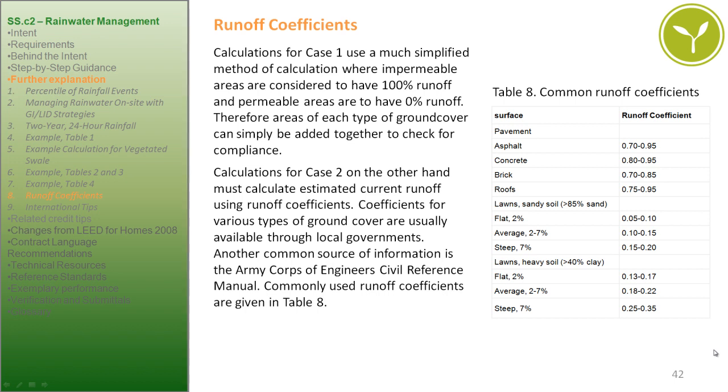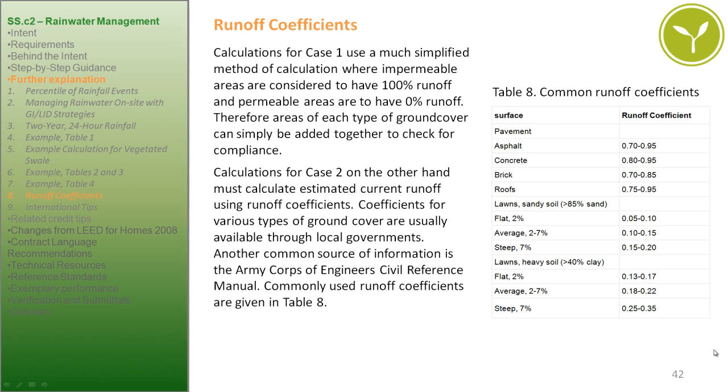Surface, pavement, asphalt, 0.7 to 0.95 runoff coefficient. Concrete, 0.8 to 0.95 runoff coefficient. Brick, 0.70 to 0.85 runoff coefficient. Roofs, 0.75 to 0.95 runoff coefficients.